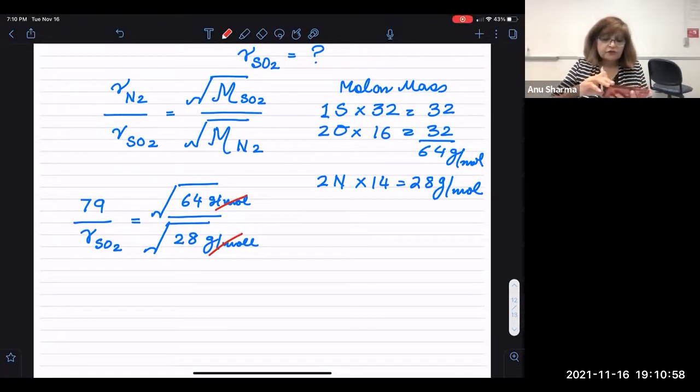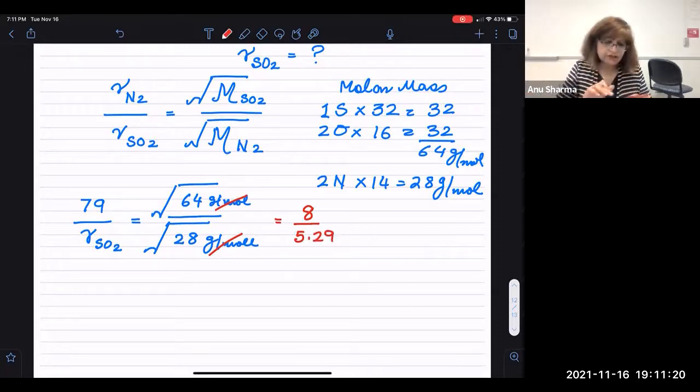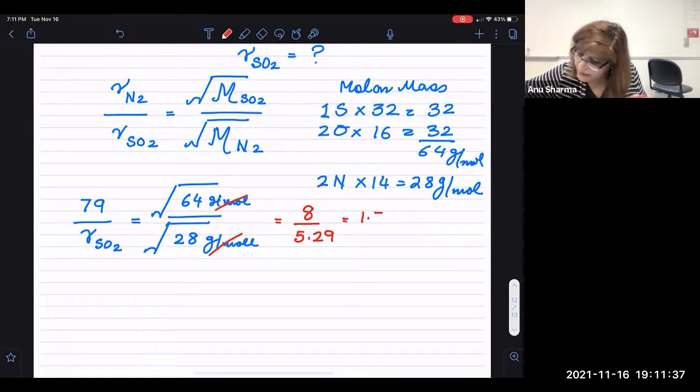The square root of 64 is 8, and the square root of 28 is 5.29. Let's get that piece first here. So let's solve this first: 8 divided by 5.29 is equal to 1.51. So this comes out to be 1.51.